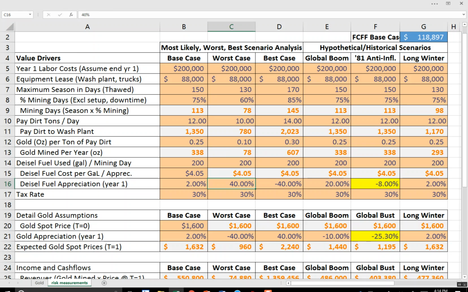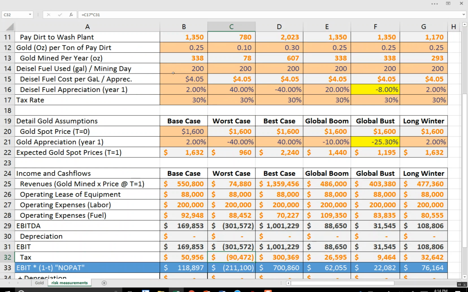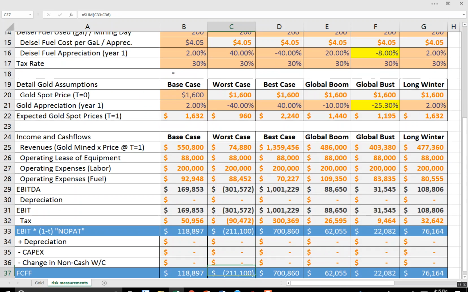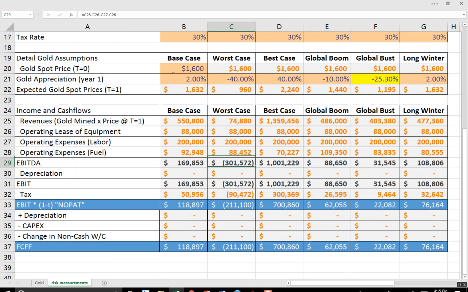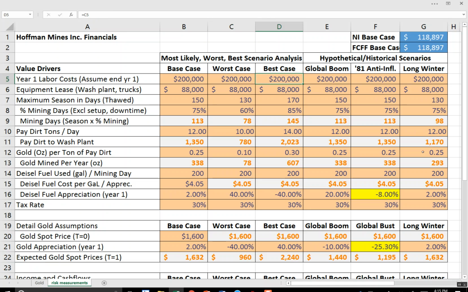And also that year, say the price of fuel appreciates 40%. So your major expense is going up. And to make things even worse, the price of gold falls. It's going to fall 40%. So again, you're just specifying some bad outcomes. We can run those numbers through and you can see our revenues plummeting and our costs going up. And what we see in this case is our free cash flows are way down, $211,000 negative.